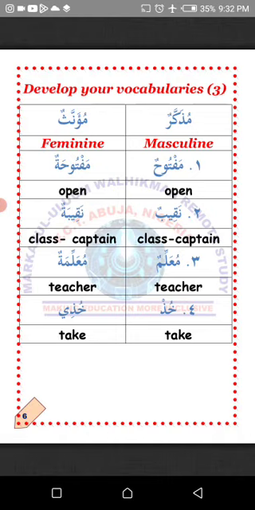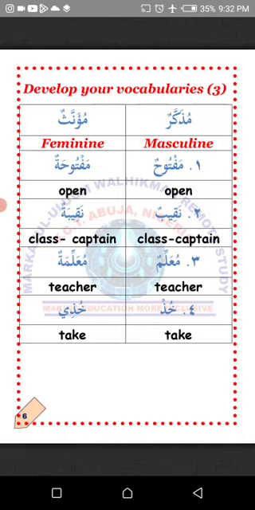Then we talk about mudhakkar and mu'annas. Mudhakkar, masculine, is a word in Arabic that stands for a male person or a male object. Mu'annas, feminine, is a word in Arabic that stands for a female person or a female object. Wahid, number 1: maftuh, open. That is mudhakkar. So the mu'annas is maftuha.